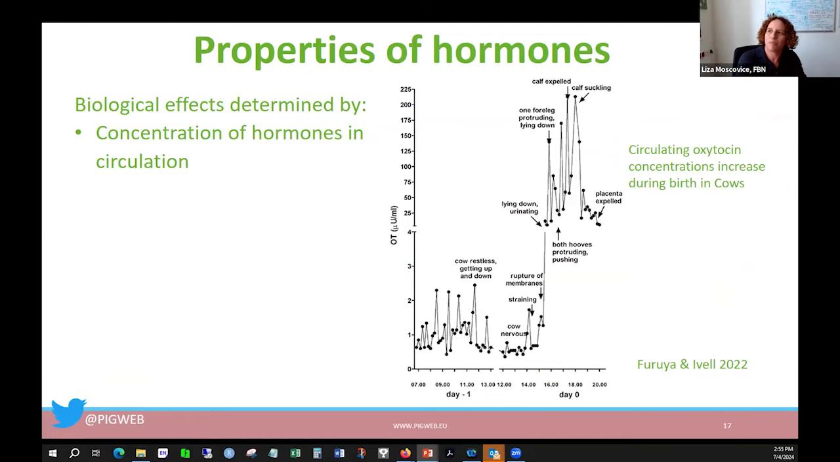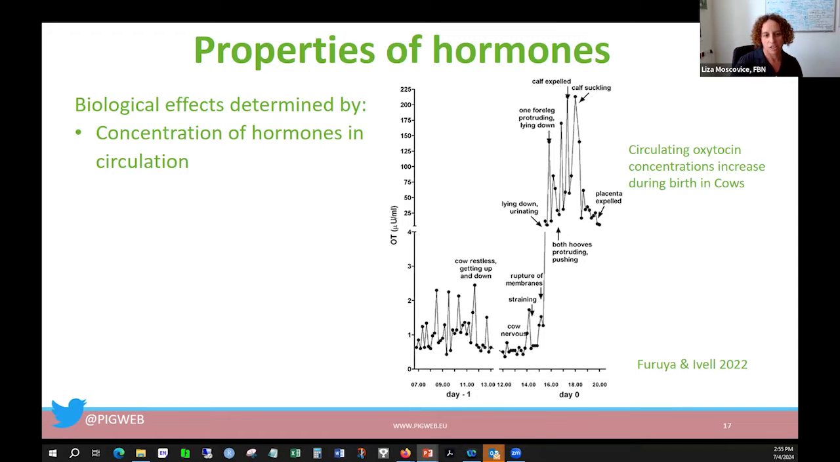Hormones from different classes have different properties, such as differences in stability and differences in the ease of measurement. So it's something that I'll keep on reminding you about when we're talking about the main hormones that we're measuring, which ones are steroids and which ones are peptides, and that has implications for how you try to measure these hormones. The biological effects of hormones are determined first by the concentration of hormones in circulation.